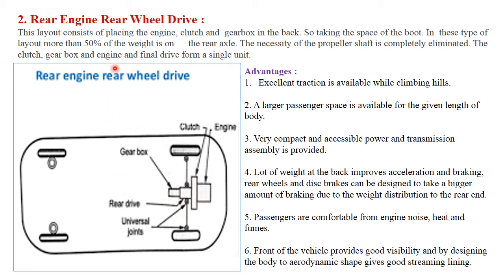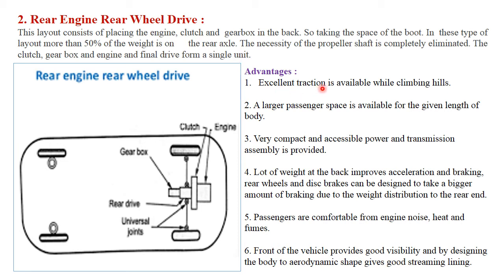So this layout consists of placing the engine, clutch, and gearbox in the back. That's why it is called rear engine. And the drive is also given to the rear wheel. Taking the space of the boot in this type of layout, more than 50% of weight is on the rear axle. The necessity of a propeller shaft is completely eliminated. The clutch, gearbox, engine, and final drive form a single unit.